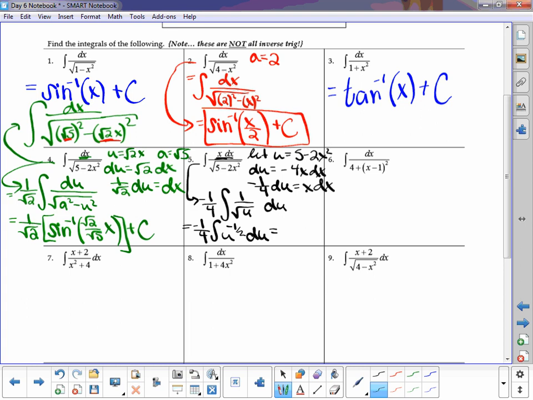All right, let's do it. My antiderivative: increase your exponent by 1, so it's now positive 1/2, and divide by your new exponent. Dividing by 1/2 is the same thing as multiplying by the reciprocal, which would be 2. And if I go and put my u back in, let's see, 2 and negative 1/4 reduce. u was 5 minus 2x squared. Again, you could rewrite that as a radical.